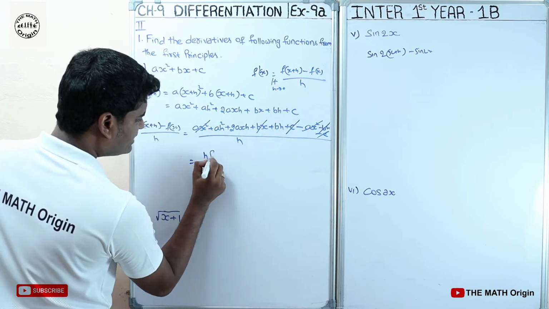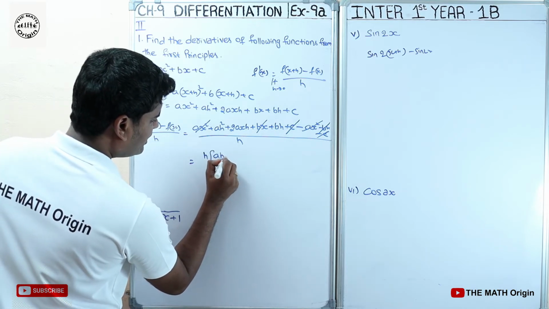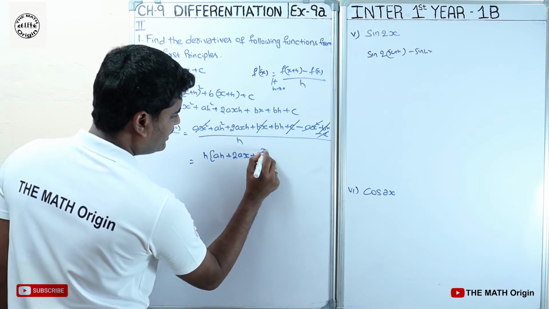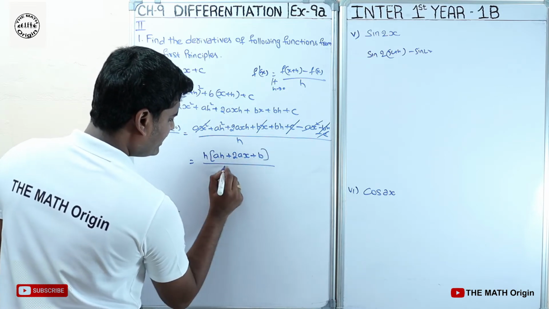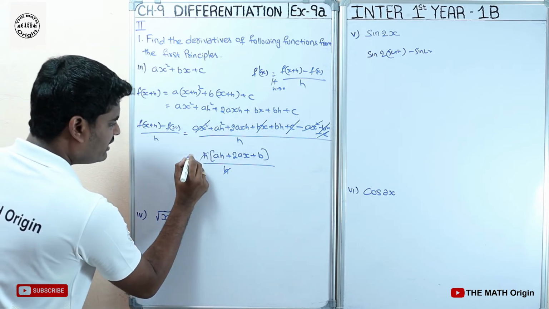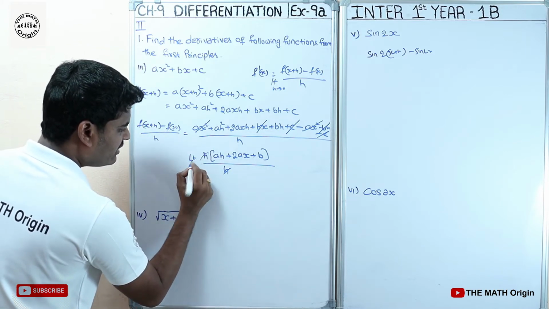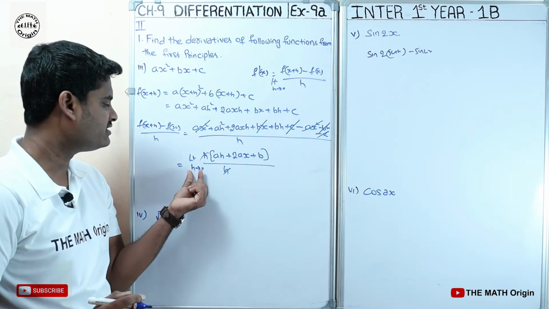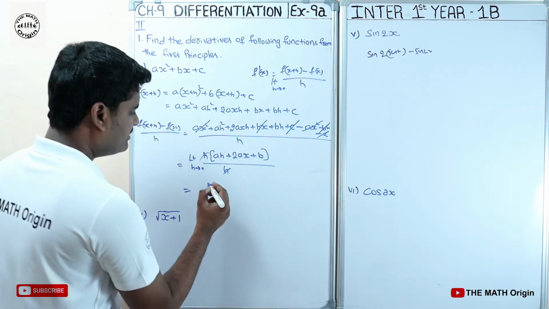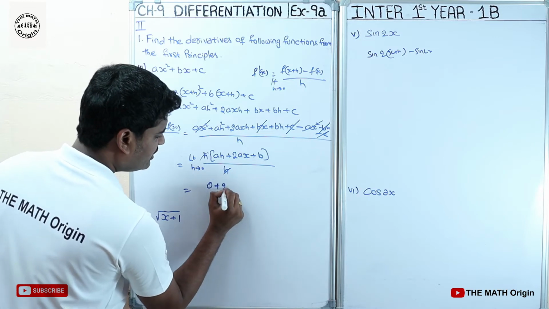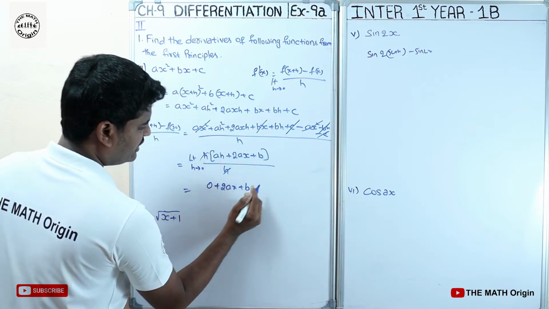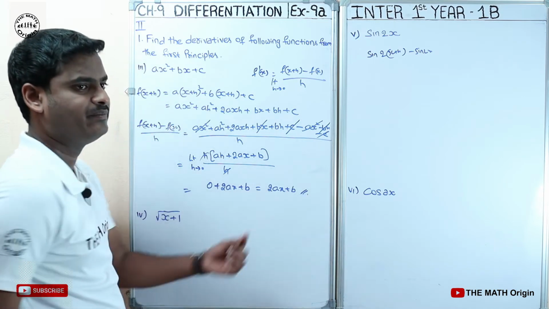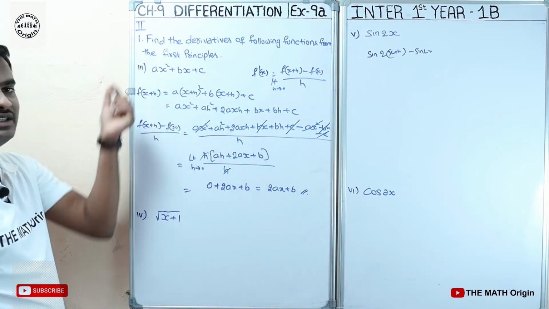So from this I will take h as common. So (ah plus 2ax plus b) and whole divided by h. h is cancelled. Now let's apply the limit h tends to 0. Okay, now limit h tends to 0 means in place of h, let's put 0. Therefore this is 0 plus 2ax plus b. Therefore the value is 2ax plus b. With this we completed the third bit.